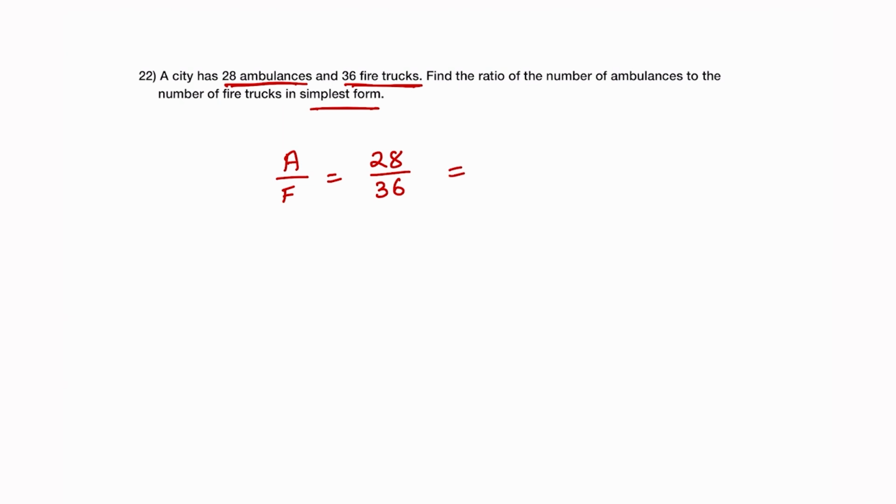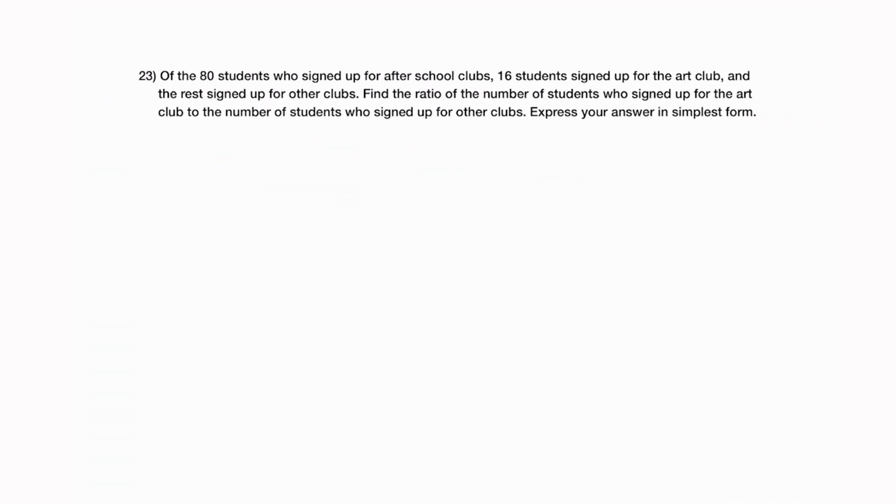So what are the common factors here? 28 can be written as 7 times 4 and 36 can be written as 9 times 4. So this 4 and 4 are out, which means this is 7 over 9. So that's the simplest form. Very simple question.